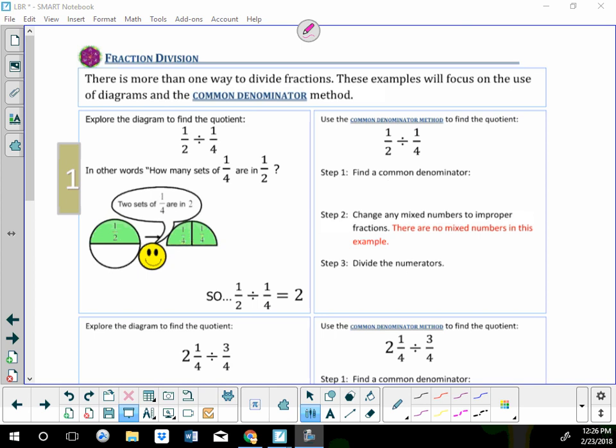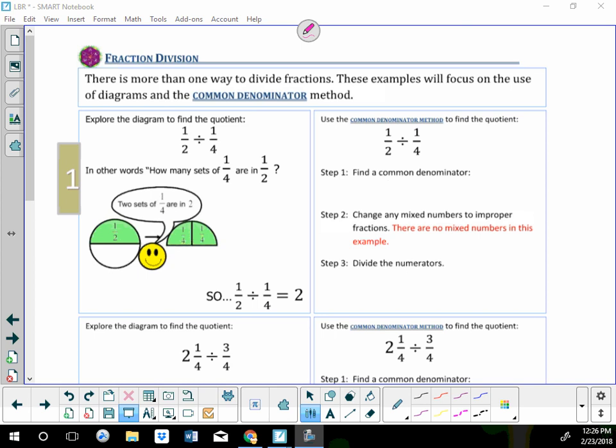So there is more than one way to divide fractions. And today's examples are going to focus on a strategy called the common denominator method, which is what you guys did yesterday, but we're just going to formalize it today. So the first one we have is just an example that says explore the diagram to find the quotient. Hey guys, what is a quotient? You can just tell me. The answer to a division problem. It doesn't have to be fractions, but it's the answer to a division problem. So next time you see quotient, you'll know what you're looking for.